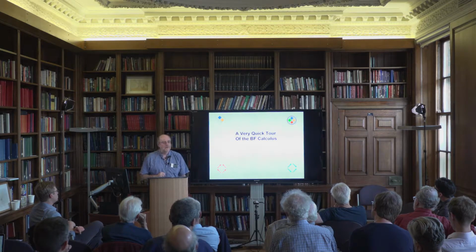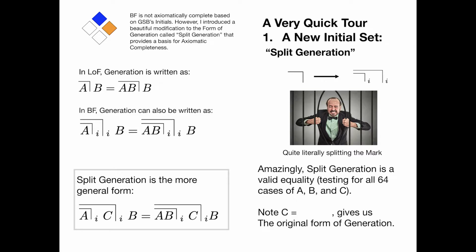I'm going to take you through a quick tour of what is very interesting about the BF calculus, and just hit on the highlights. We've laid down the foundations. The very first important point is the introduction of a new initial equation, a variation that I call split generation, which starts with Spencer-Brown's form of generation, A mark B, A B mark B. And we apply the fact that the double imaginary mark is equivalent to the regular mark, same formula.